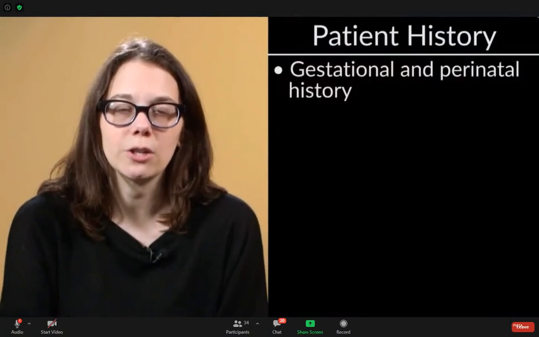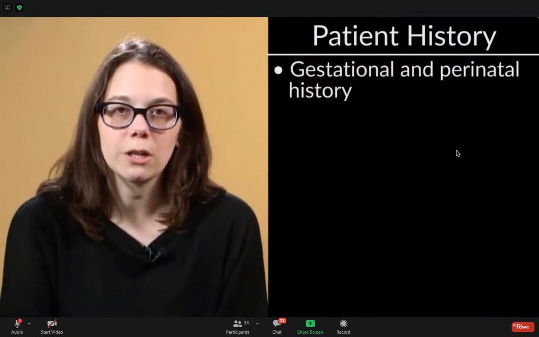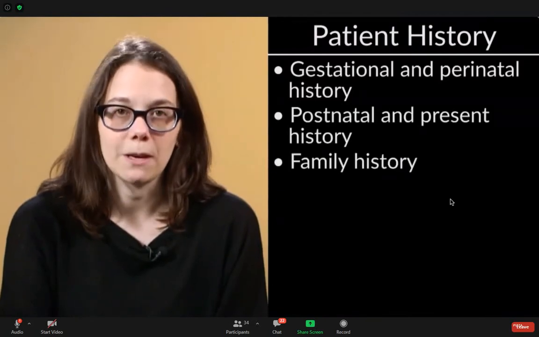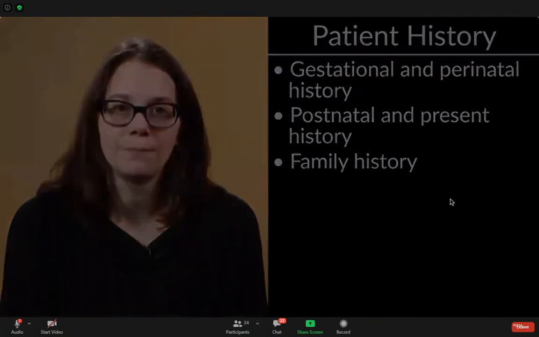From a history standpoint, there are three important categories: gestational and perinatal history, especially if evaluating an infant, postnatal and present history, and then family history. We're going to go through each of these.